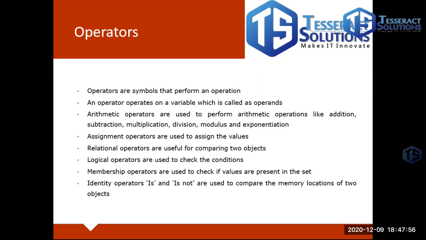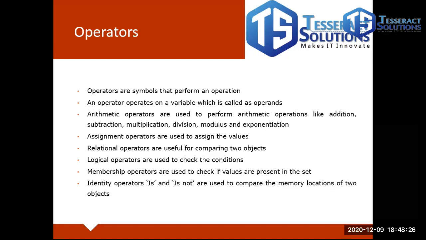Assignment operators are used to assign values to variables. Relational operators are used for comparing two objects. Logical operators are used to check conditions and return a true or false value. There are also membership operators, to check if values are present in a set, list, or any kind of array.